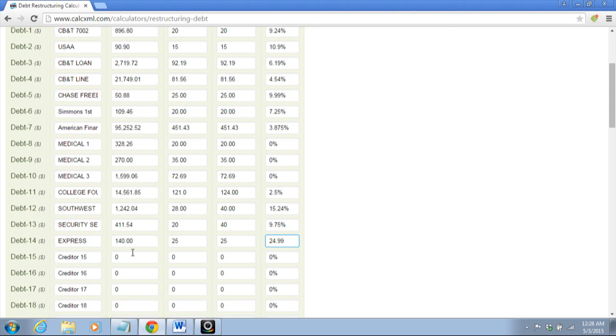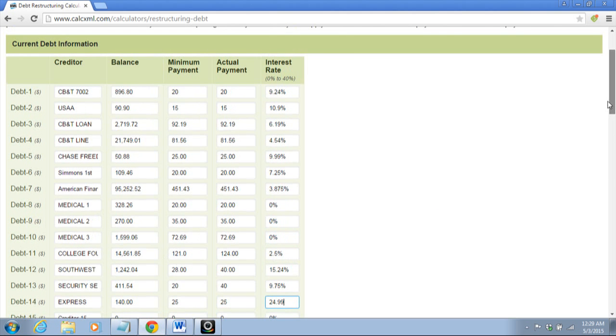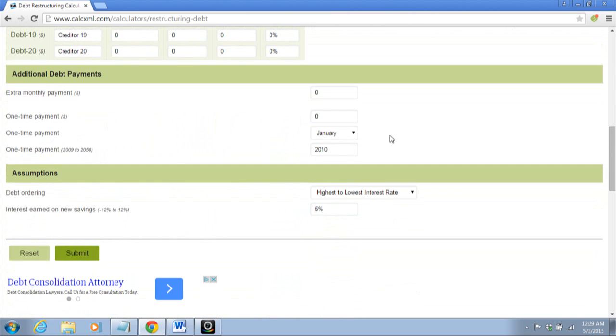Okay, so that's a total of 14 debts. Again, we keyed in the creditor, the balance, the minimum payment, the actual payment, and the interest rate. Okay, sometimes people pay a little bit more. So next thing we're going to do with this debt tools, we're going to look down here.